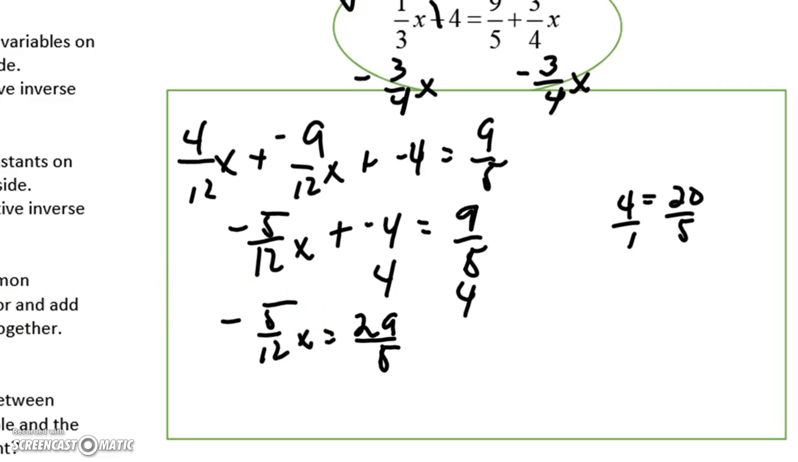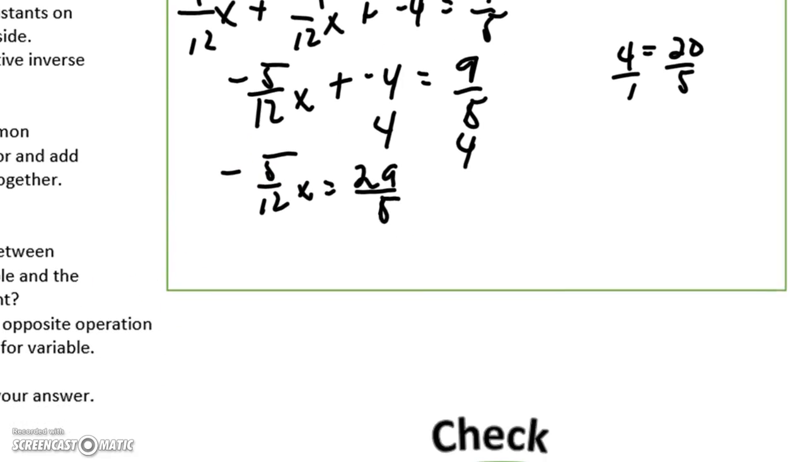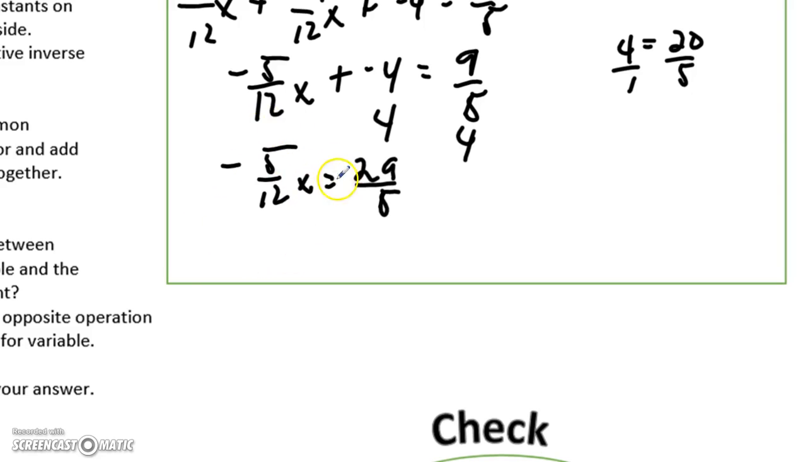The next step, the fourth step listed there, is what's the operation between the x and the constant, right? We get a coefficient. It's multiplication. So I want to undo that multiplication by using division. And if I divide each side by that fraction, it's the same thing as multiplying by the multiplicative inverse. So that's what I'm going to do. I'm going to multiply each side by negative 12/5.